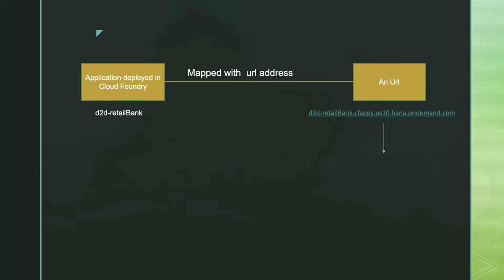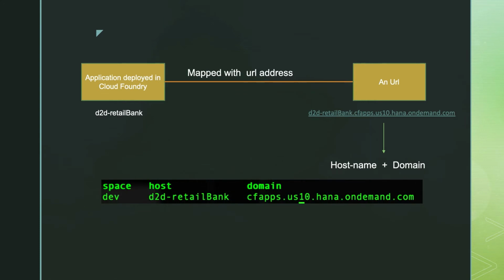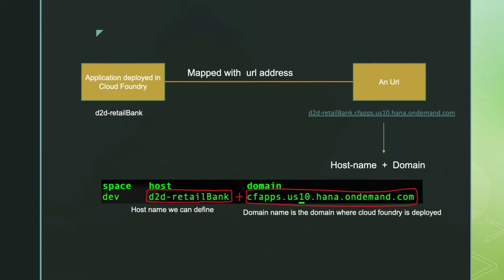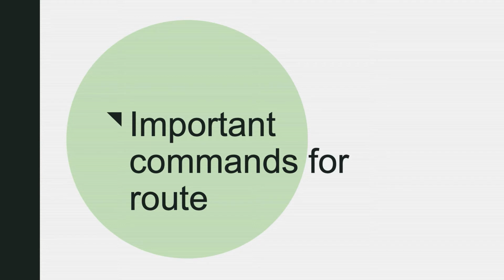Now a route has two parts: one is the host name and the other is the domain. If we run the cf routes command, we will see our host and our domain. The host name we can define; we can give any custom name for that. But the domain name we cannot define. It is the domain name where Cloud Foundry is deployed.